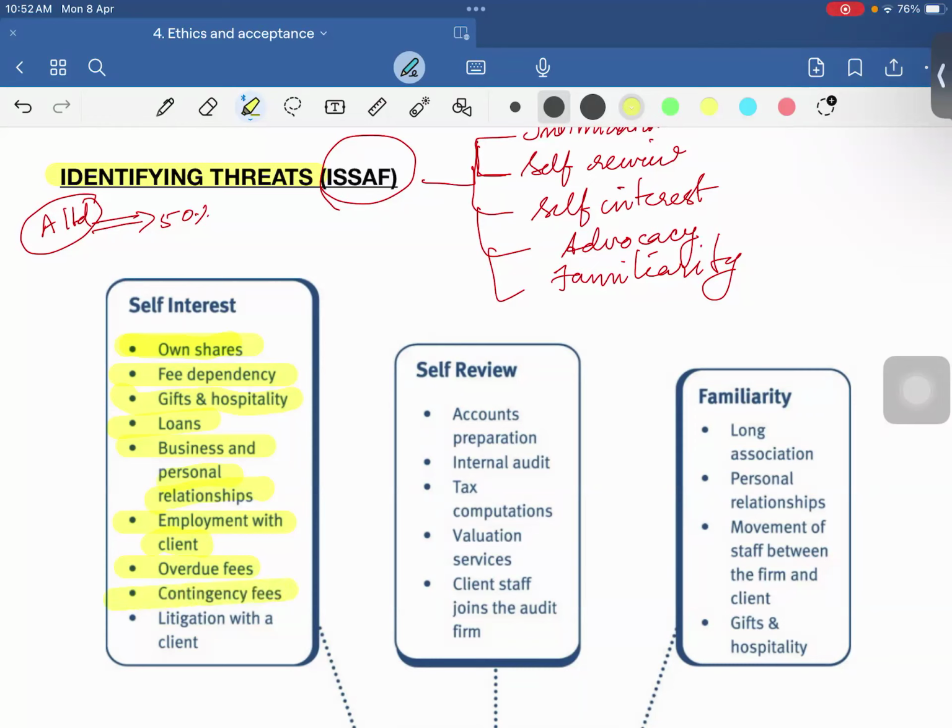Understood? Next is contingency fee. So see, when I say contingency fee, it is actually a future fee. Understood? And this future fee would be dependent on some clause or case. Clear?